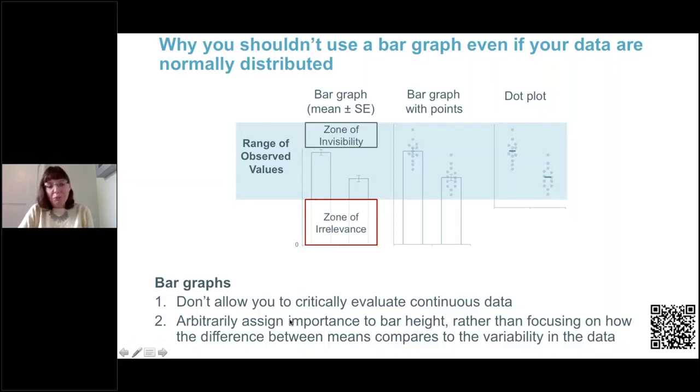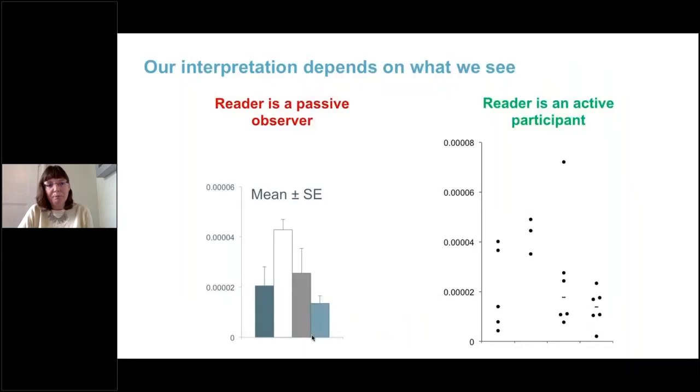And so one of the things that happens when we use a bar graph is that we have this distortion with the potential zone of irrelevance and the zone of invisibility, and that visualization arbitrarily assigns importance to the height of the bar instead of focusing on what we really want to know, which is the amount of overlap between groups and how the difference in means compares to the variability in the data.